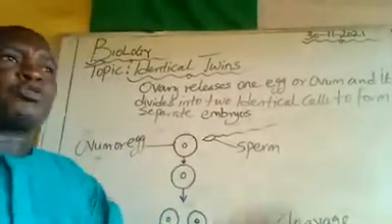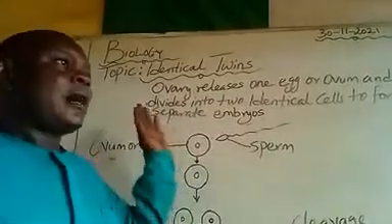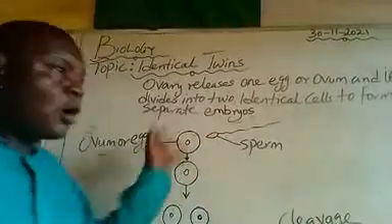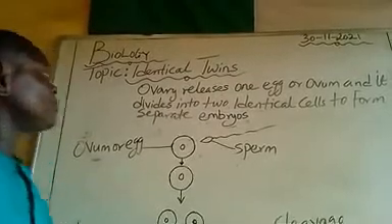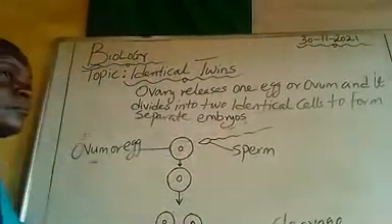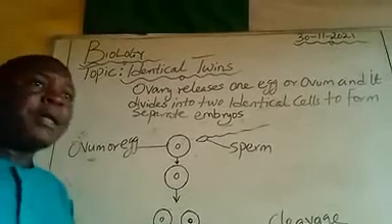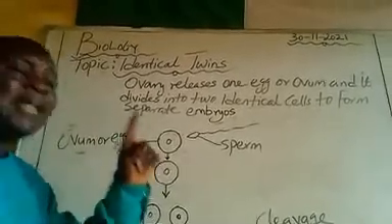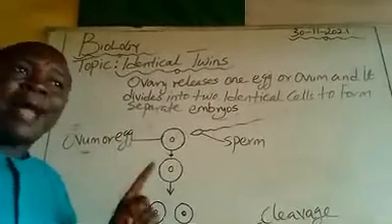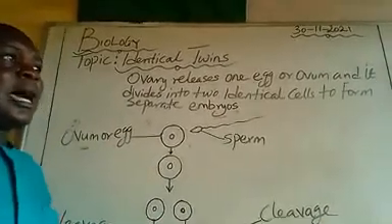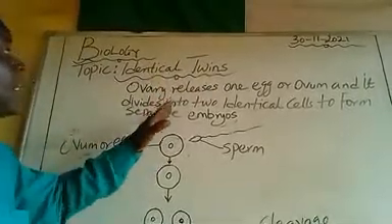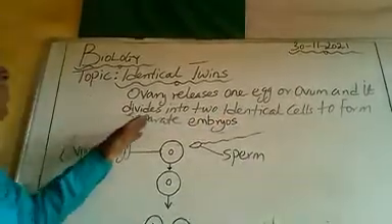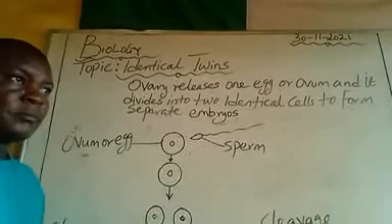Right now, I am going to explain identical twins. I have drawn the diagram in the first place. Identical twins occur when a woman releases one egg or one ovum and it divides into two identical cells to form separate embryos.